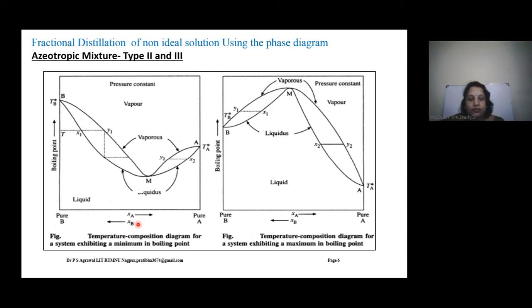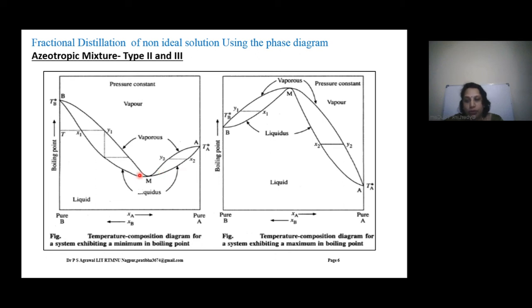So we see that fractional distillation exhibits a minimum in the boiling point. The distillate is a constant boiling liquid mixture of composition corresponding to point M, and the residue is pure A, not B at all, if the composition lies between A and M. Or if the composition lies between here, we will get pure B and M. We will not get pure A in this case.